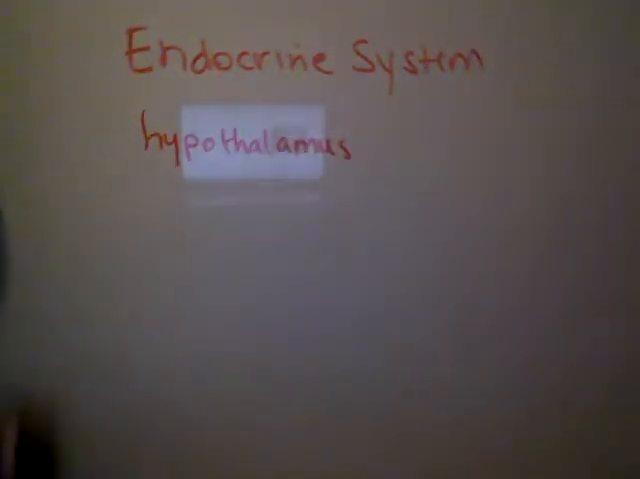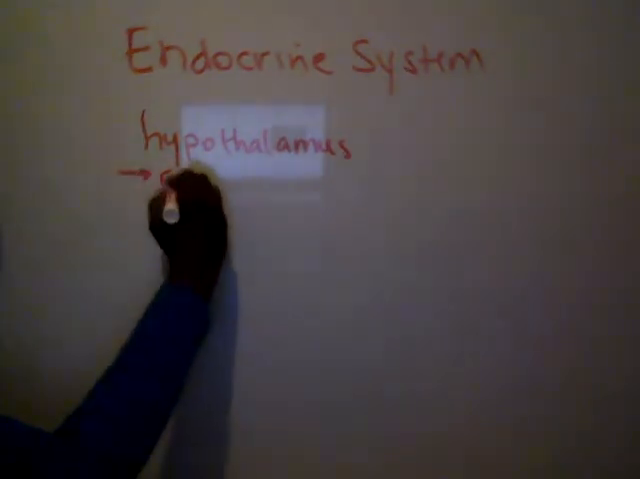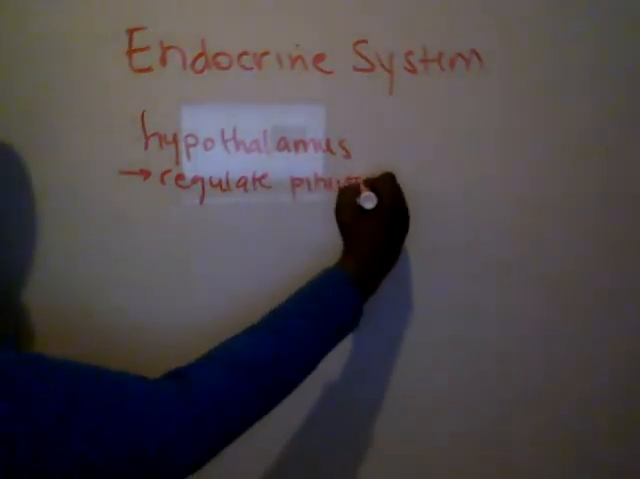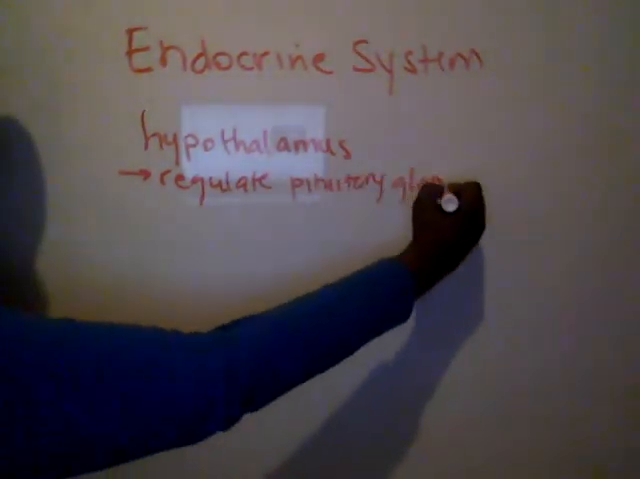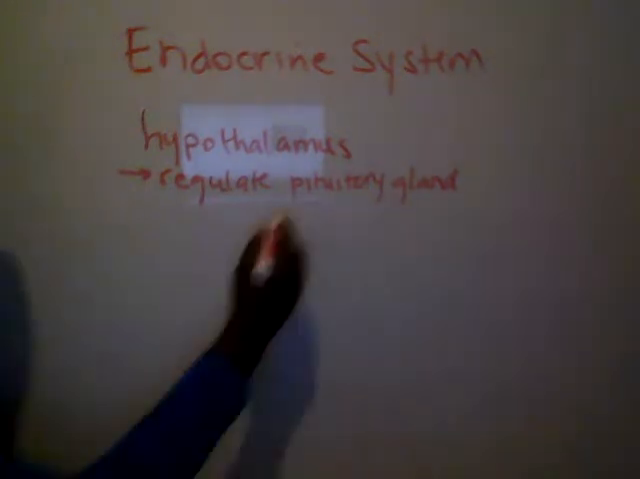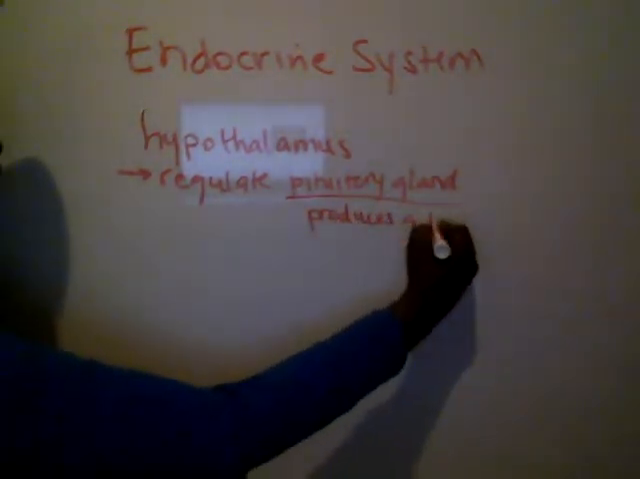The hypothalamus is a structure inside of the brain, and its main function is to regulate the pituitary gland. The pituitary gland is also a structure in the brain. Now, you might say, well, why does the hypothalamus have to regulate the pituitary gland? Why can't the pituitary gland regulate itself? Well, one important thing is the pituitary gland is probably the most important gland that we have that produces hormones, because it produces most of the hormones that we have in our body. So it produces a lot of hormones.